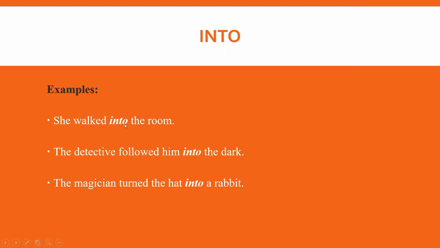Great. So I wanted you to observe something. Observing these three sentences, you realize that after "into," what comes is a noun phrase. We have "the room" in the first example, "the dark" in the second example, and "a rabbit" in the third example. These are noun phrases. That's what we can see from these sentences, and I hope that's very clear.